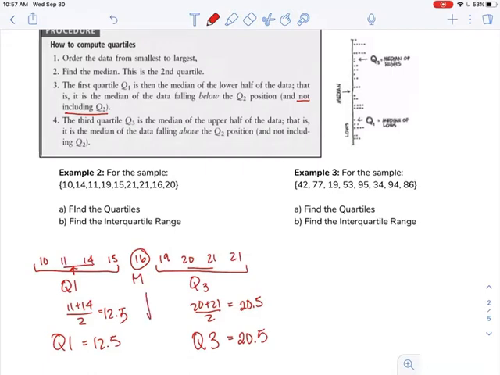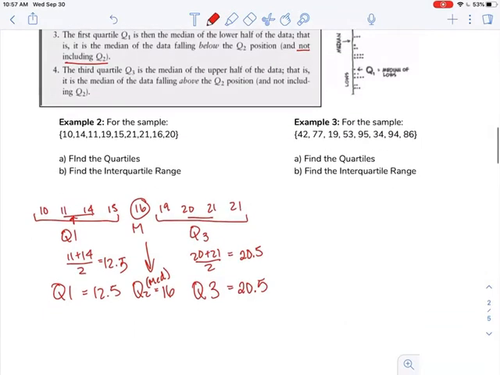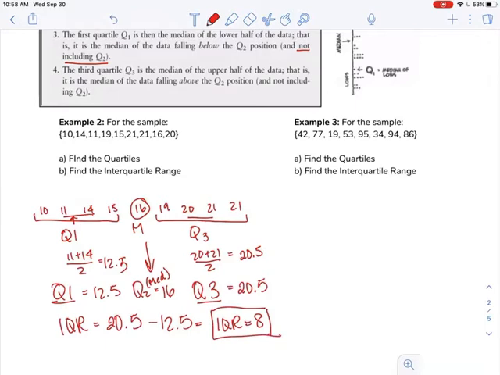All right, my quartile 2, which is my median, is 16. Okay, and then lastly, to find my IQR, I subtract my quartile 1 from my quartile 3. So 20.5 minus 12.5, and that gets me an IQR of 8. So why don't you take a second, find the quartiles for example 3 and the IQR. Pause this video.